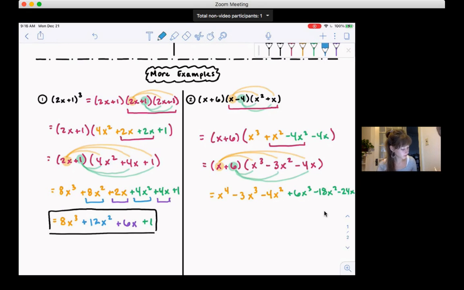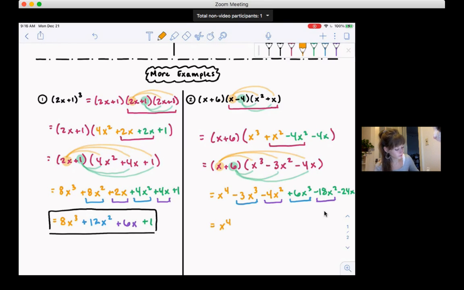So I don't have any other x to the fourths, but we do have two different x to the third terms, minus 3x to the third and 6x to the third. And then we also have two different x squared terms, minus 4x squared and minus 18x squared. Okay, let's put it all together.